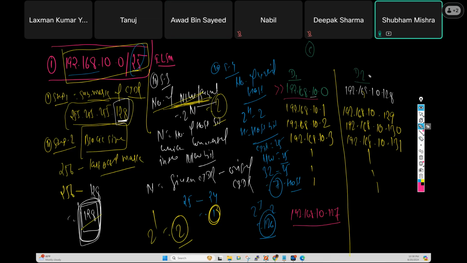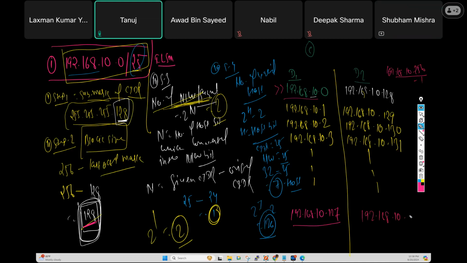Again, you have to do the same thing. Try to calculate the third network ID. What will be the third network ID, guys? 192.168.10 dot. If I add 128 plus this 128 block size, the value will be 256, but this is not valid. Right? This is not valid, but I can subtract 1 here. So when I subtract 1, what will be the value I get? 192.168.10.255. This is valid now? Yes or no? Yes, sir. This is valid.